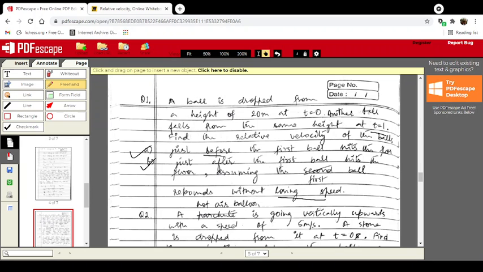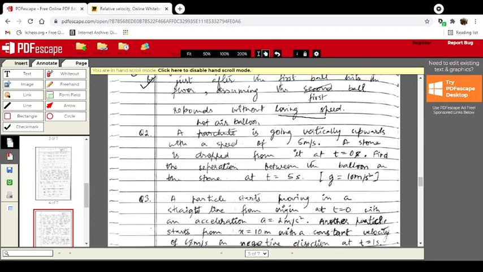So let us proceed to our next question. There is a hot air balloon going vertically upwards with a speed of 5 meters per second. A stone is dropped from it at 0 seconds. Find the separation between the balloon and the stone at 5 seconds.